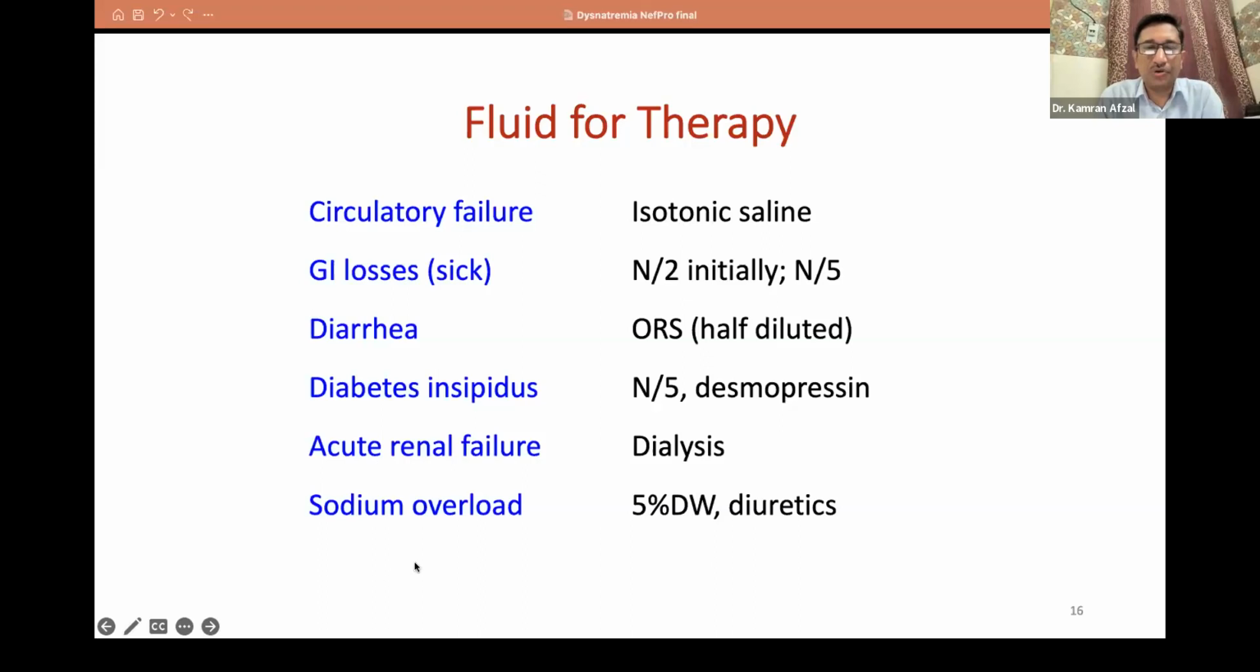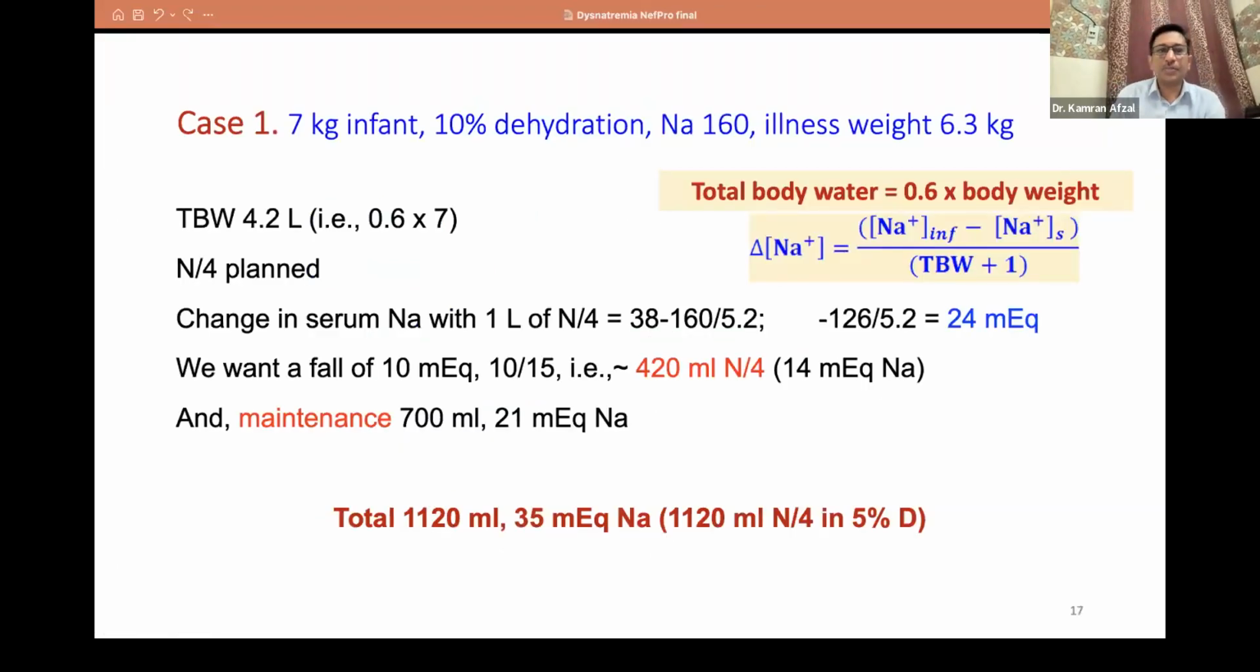For patients with solute overload, like sodium toxicity or sodium overload, you may use diuretics along with electrolyte-free fluid. Coming back to the same patient that we discussed, using this second method, the total body water of this patient would be 0.6 into his weight, which is 4.2 liters. So 4.2 plus 1 gives you 5.2.